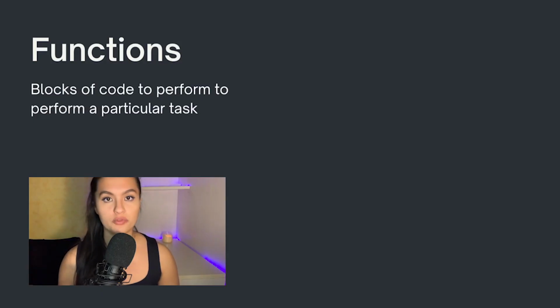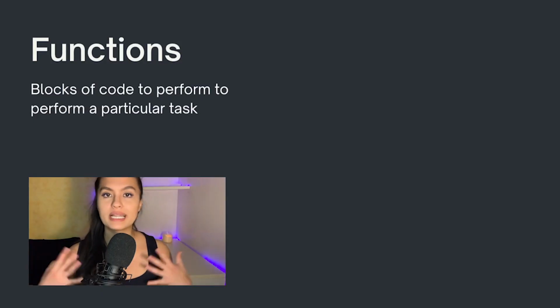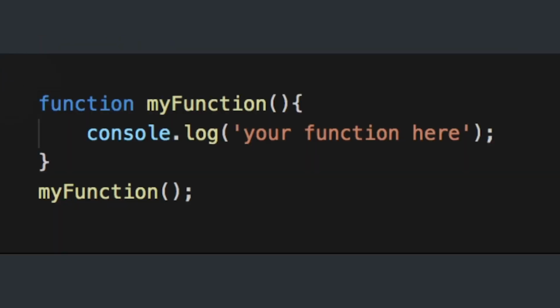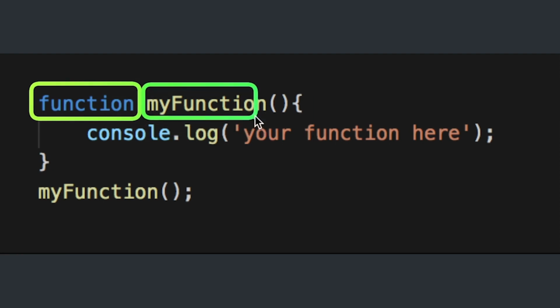Functions are blocks of code to perform a particular task. So for example, the classic button on click, if you click on the button, something's gonna happen. So let's look at the general syntax of a JavaScript function. The function is defined with a keyword function followed by the function's name.